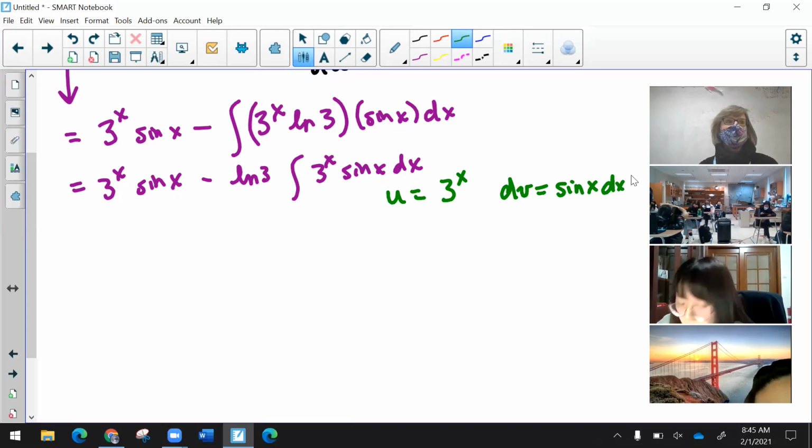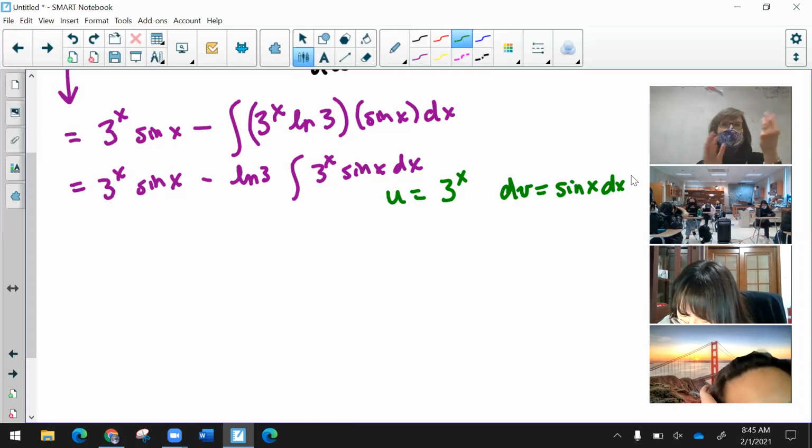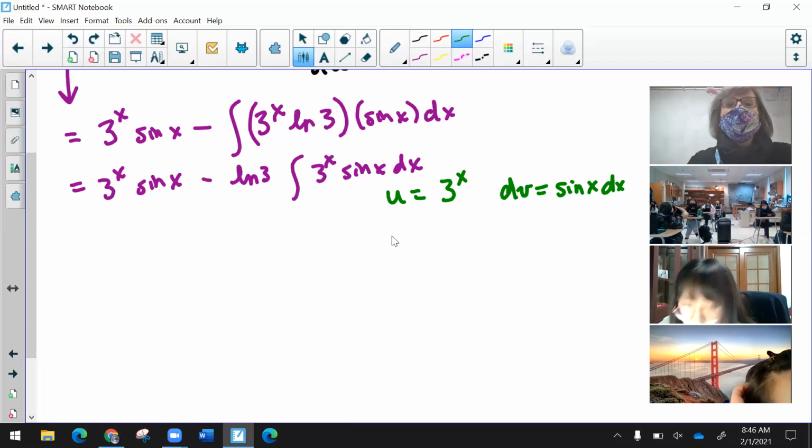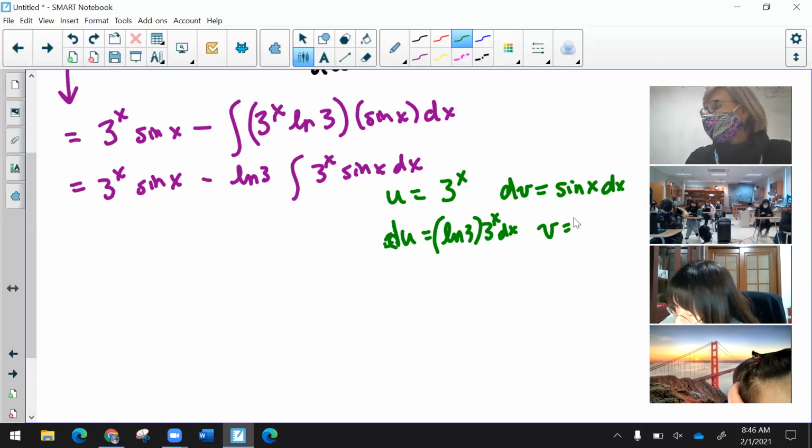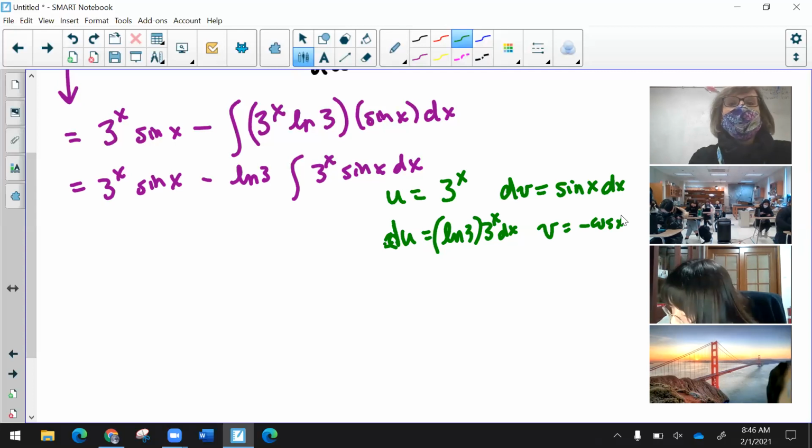Do we follow this every time? Yes. Because what's happening is you've got two functions that are never going to simplify, and you'll see what happens. So that means my du is going to be, again, natural log of 3 to the x dx. And what's my v going to be? Negative cosine x.